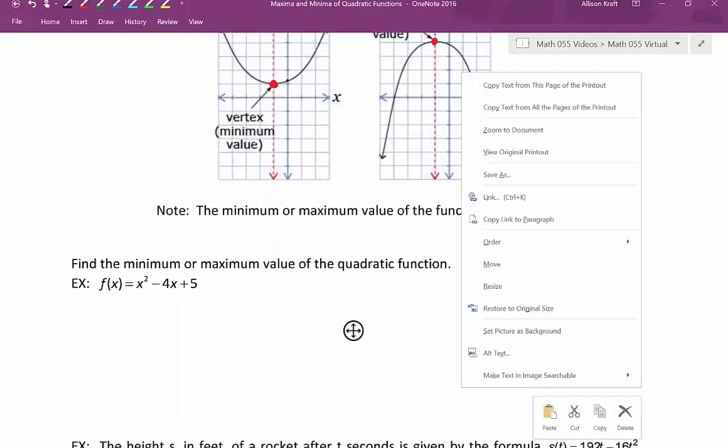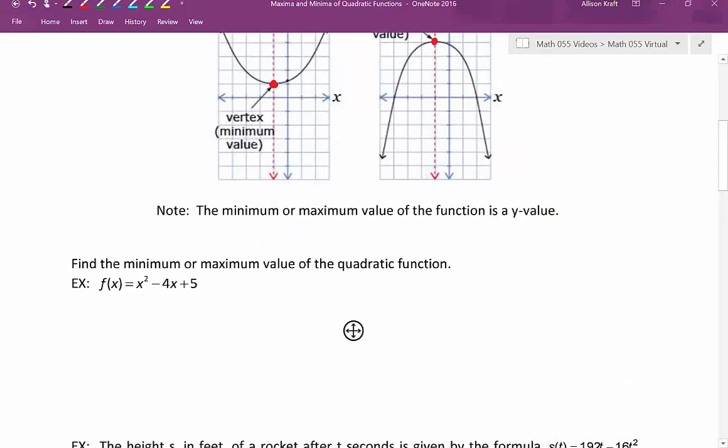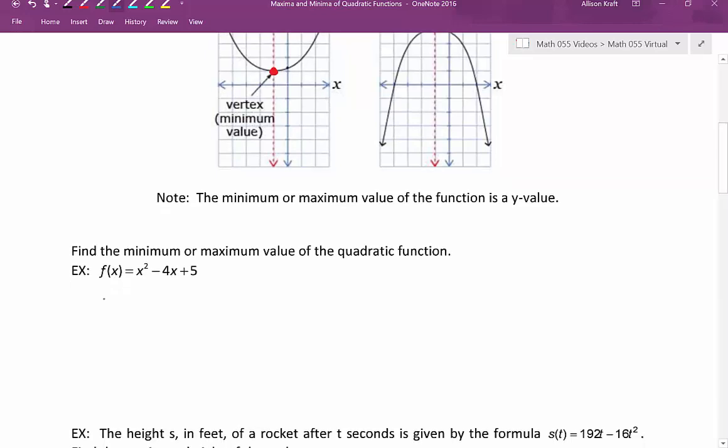So let's find the minimum or maximum value of the quadratic function. And this is going to be the y coordinate of the vertex. Unfortunately, we can't just go right to the y coordinate of a vertex when our quadratic function is in general form. We have to first get the x coordinate of the vertex and then plug it in to get the corresponding y coordinate. I anticipate that this quadratic function is going to have a minimum value since it is a parabola that is opening up.